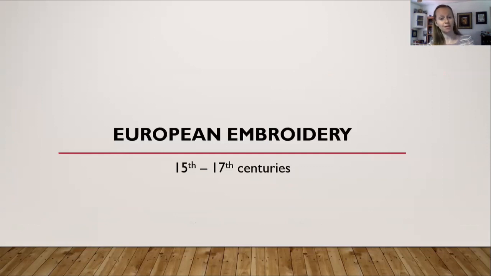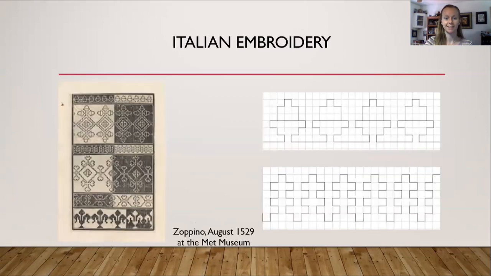Now, onto European embroidery. This does say 15th to 17th centuries, but primarily I'm going to be focusing on the 16th and 17th centuries. Here is an Italian example from an embroidery book, and on the left-hand side is a page from the book. It's by Zappino, written in August 1529. It's currently at the Met Museum, and I interpreted the acorn pattern.